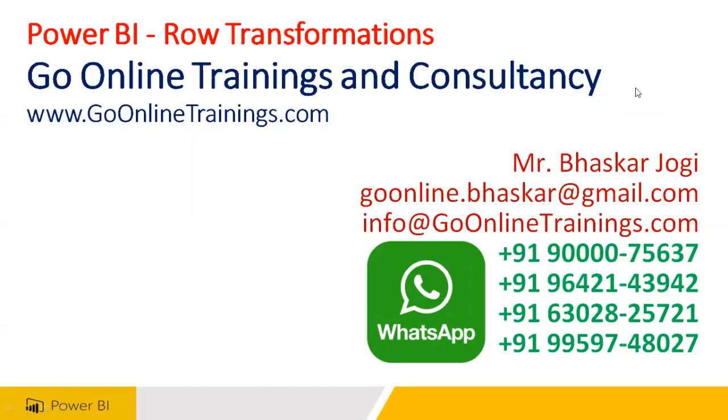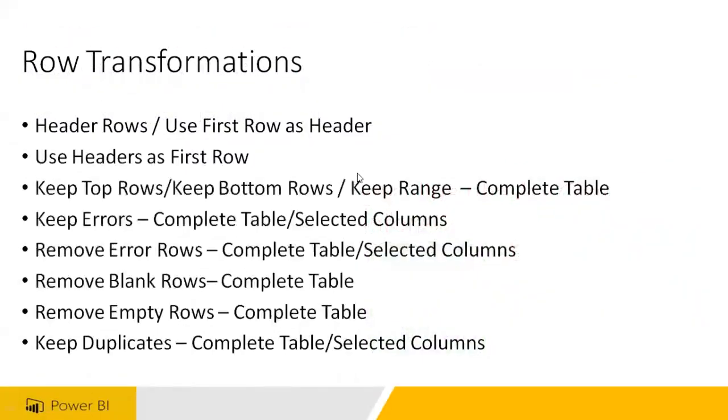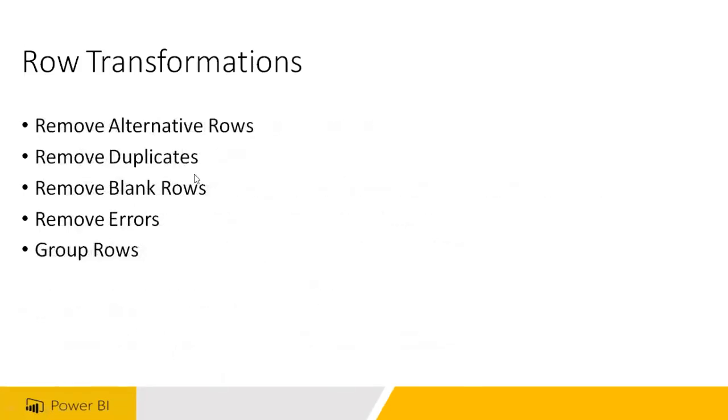So we had seen what column transformations are already. Now let us talk about row transformations. So: header rows, use first row as headers, use headers as first row, keep top rows, keep bottom rows, keep range of data, and keep errors, remove errors, remove blank rows, remove empty rows, keep duplicate data or remove duplicate data, remove alternative rows, remove duplicates, remove blank rows, remove errors.